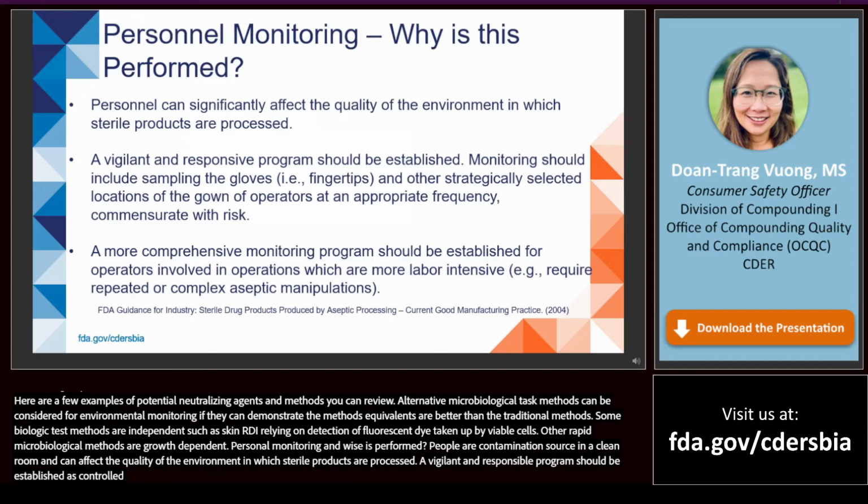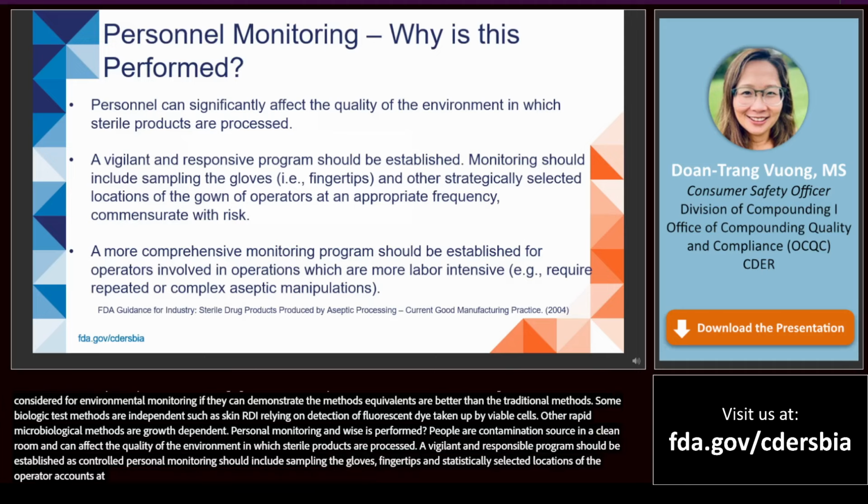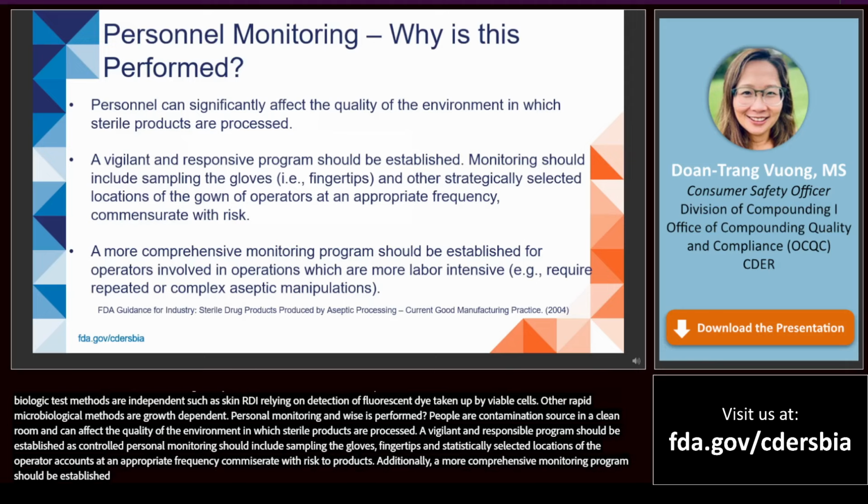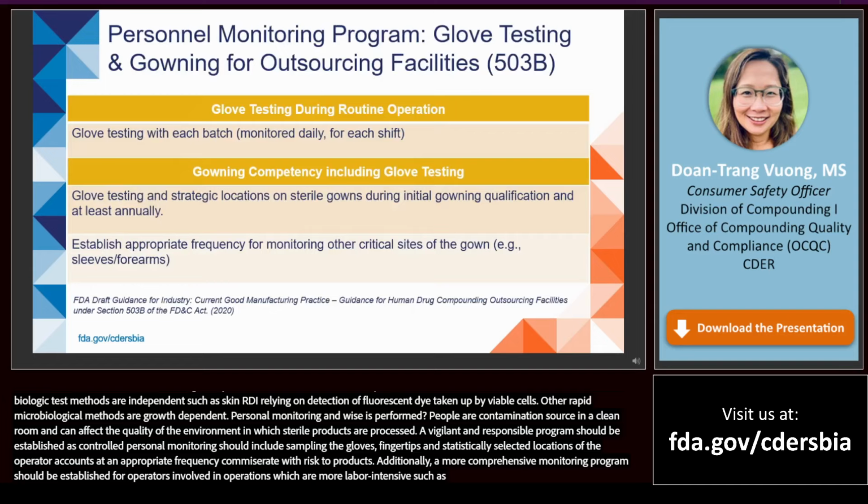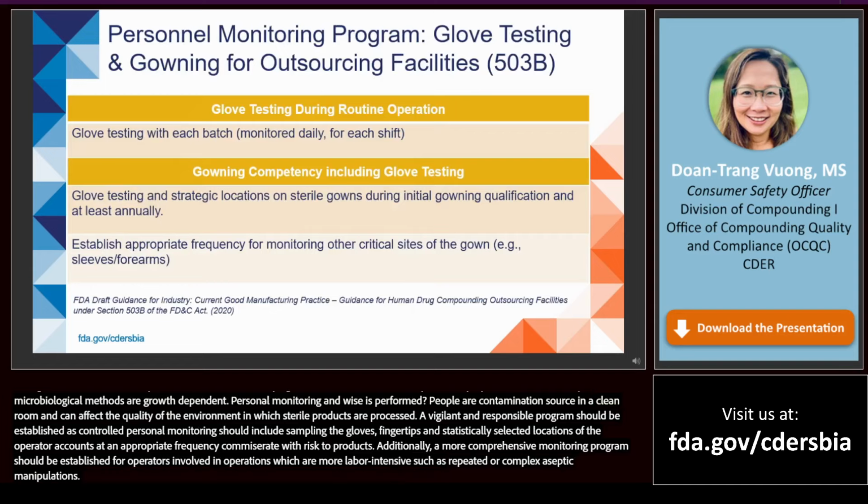Personnel monitoring should include sampling the gloves, fingertips, and other statistically selected locations of the operator gowns at an appropriate frequency that is commensurate with risk to products. Additionally, a more comprehensive monitoring program should be established for operators involved in operations which are more labor-intensive, such as those requiring repeated or complex aseptic manipulations. Your personnel monitoring program should include sampling of the operator gloves and gown.